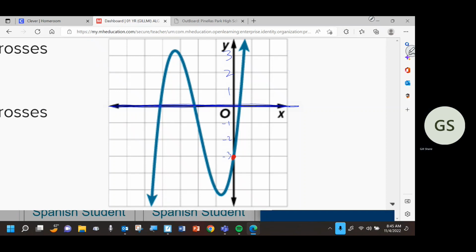Yes. Can I go back? Yes. So I need to clear this. All right, so where's my red?